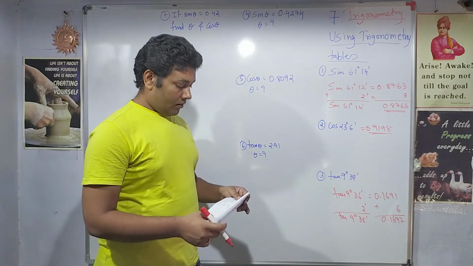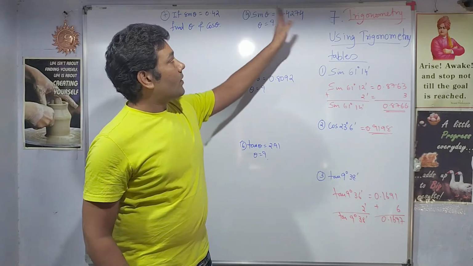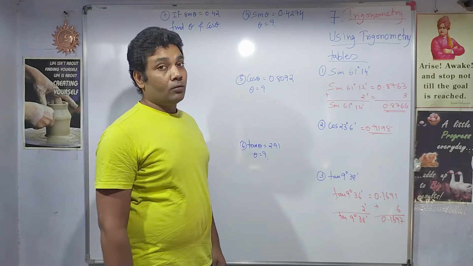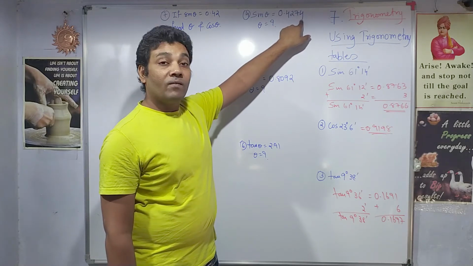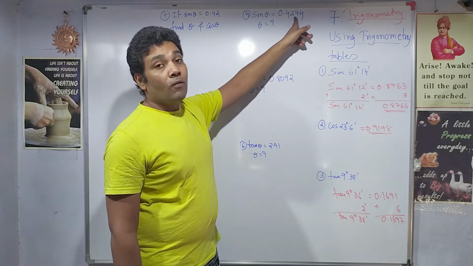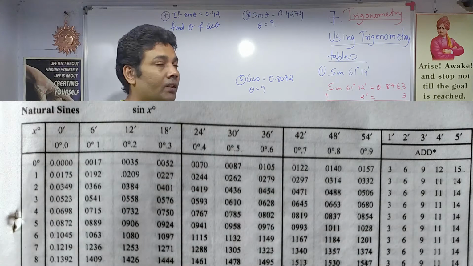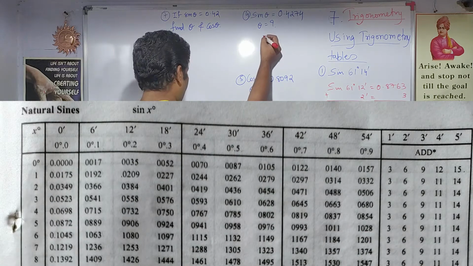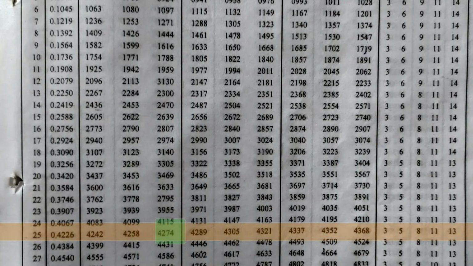Something different. Here we have to find out the theta. From the value given we have to find out the theta. How to do this? So again, find out the value 0.4274 in the table. Go through the table and try to find 0.4274. So if you refer to the table, you will find this perfect value at theta equal to 25 degrees 18 minutes. So that is the answer.